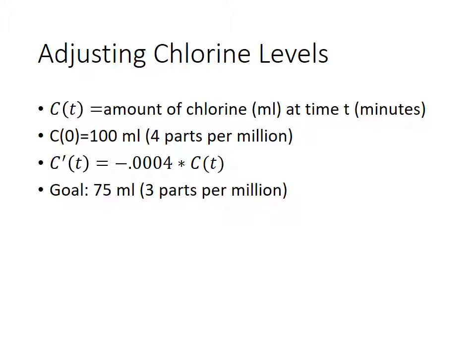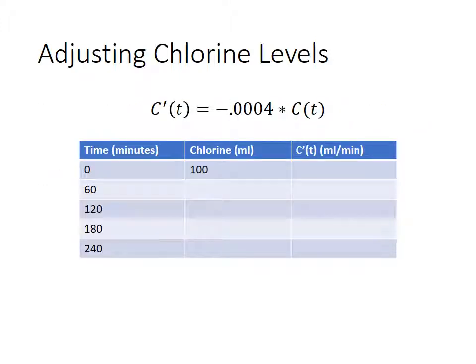Well, start by making a table. I'll start by using hour-long intervals to get a rough estimate of things. So, first we know that at time 0, the amount of chlorine in the pool is 100 milliliters. And based on this, we can compute the rate of change of chlorine at time 0 using the formula. So we'd get negative 4.04 milliliters per minute.